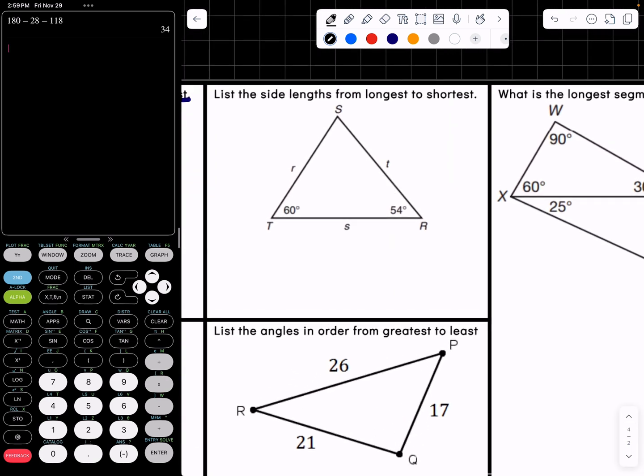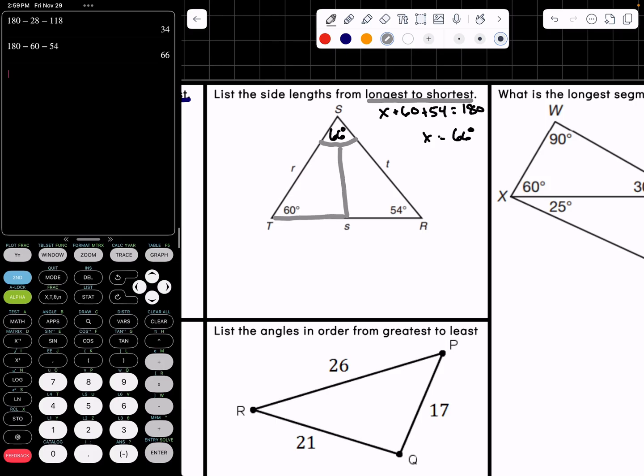Same thing here, I've got to solve for x. So 180 minus 60 minus 54 is going to give me 66 degrees, because I know that x plus 60 plus 54 equals 180. Therefore, x is going to equal 66 degrees. And now I want to go, again, from longest to shortest. Because I'm going from longest to shortest, I'm at the biggest angle first. That's going to be across from my longest side. So 66 degrees is my biggest angle. S is my biggest side.